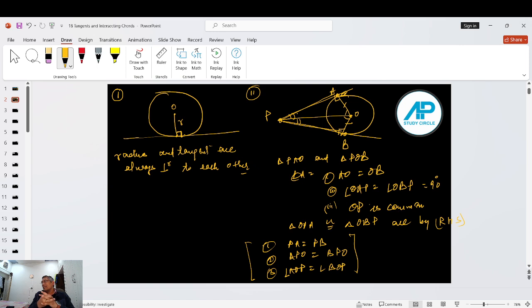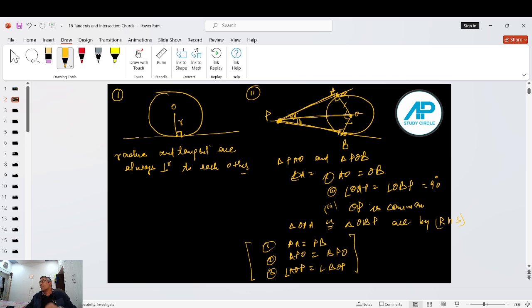Second one, angle APO is equals to angle BPO, which means tangents are equally inclined. Please note down this if you want to. Tangents are equally inclined on the line which joins the exterior point and the center. So OP is a line joining center and the exterior point, and tangents are equally inclined to this line OP, correct? PA and PB are equal and they are equally inclined to the line joining center and the exterior point.